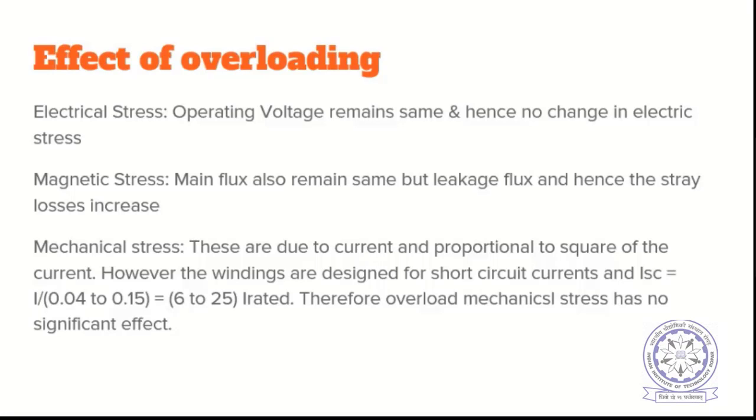Now, the question is, I said that main flux will remain same. Main flux means the magnetizing flux. That will remain same. Whether leakage flux will also remain same or not. If not, why? And if it is, why? There's nothing to oppose the leakage flux as we had with the main flux. So it will change. Leakage flux will change.